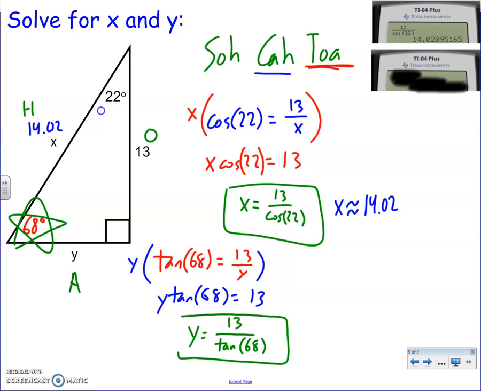If you go to the approximation, type in the calculator 13 divided by tan 68, which is about 5.25 if you round to the nearest hundredths place. All right, if you check that, that does make a right triangle, with legs 5.25 and 13, and hypotenuse 14.02.